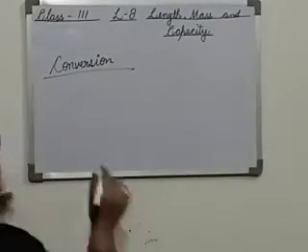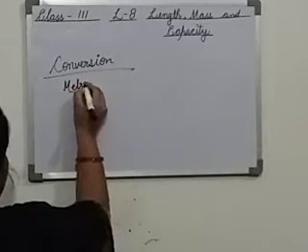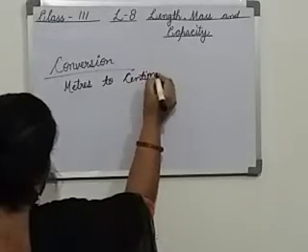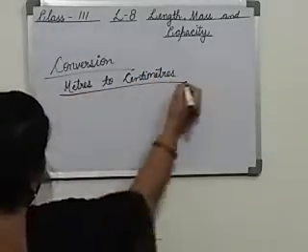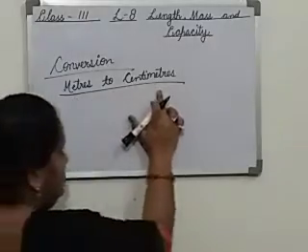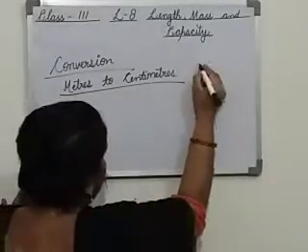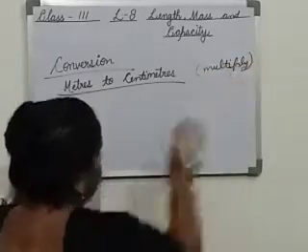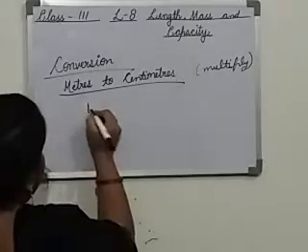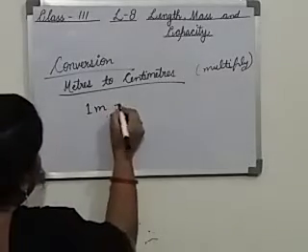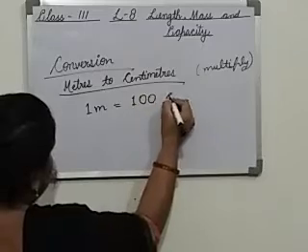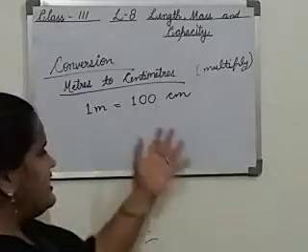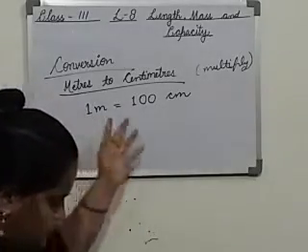Now, suppose we have to change meters to centimeters. So what will we do? I told you meter is the bigger unit, centimeter is the smaller unit. Bigger unit to smaller unit, we will multiply. Now what is the formula for this? 1 meter equals 100 centimeter. This is the formula. This is the relation between meter and centimeter.